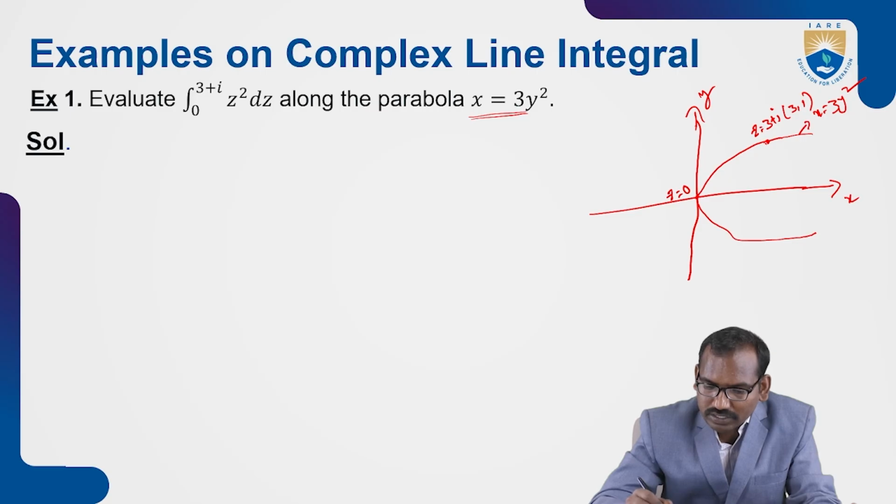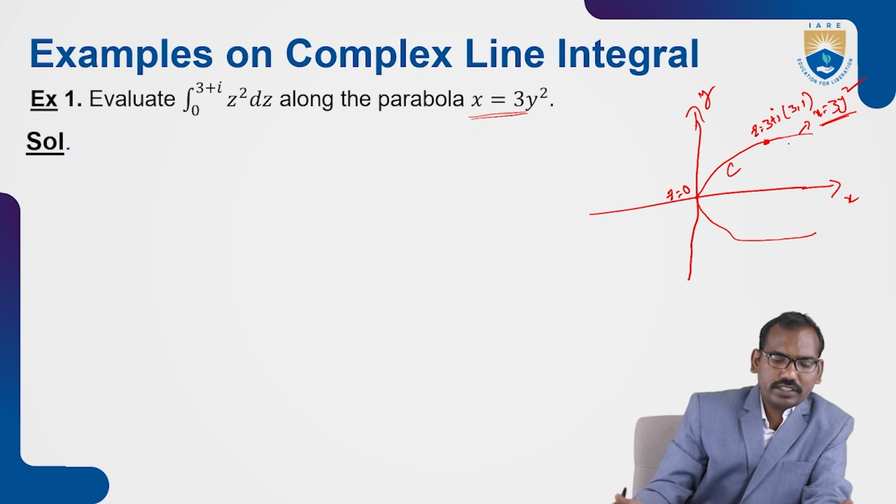So we are performing integration. This is the starting point and this is the ending point, and this is the curve. The name of the curve is x is equal to 3y square. This is our curve.